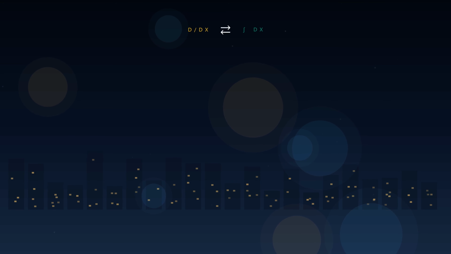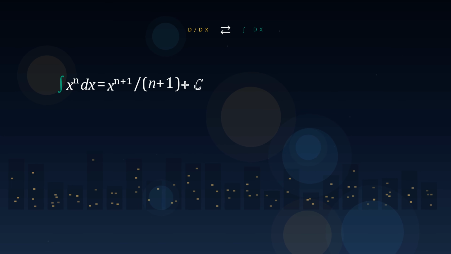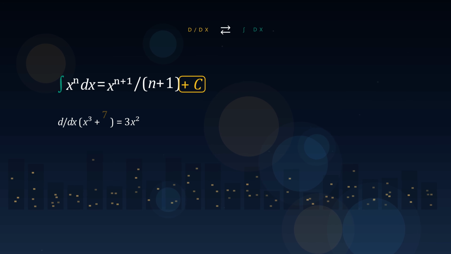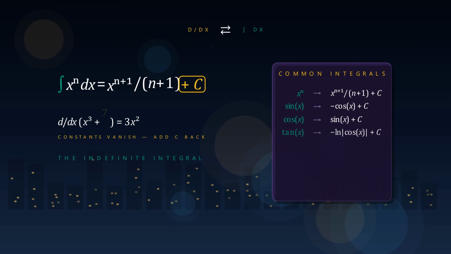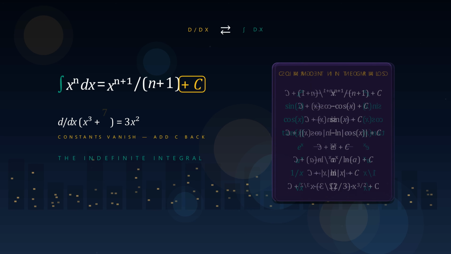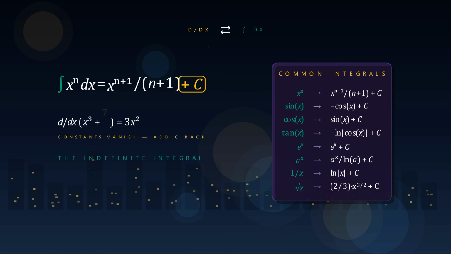Integration is the reverse of differentiation, and the power rule runs in reverse too. The integral of x to the n is x to the n plus 1 divided by n plus 1, plus a constant c. The plus c is essential. When we differentiate any constant, it vanishes. So when we integrate, we must acknowledge that there was possibly a constant in the original function. This is the indefinite integral. The table on the right shows the integrals of all our standard functions, the mirror image of our derivative table.